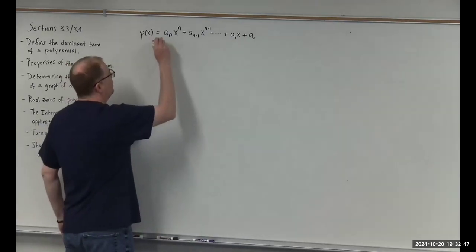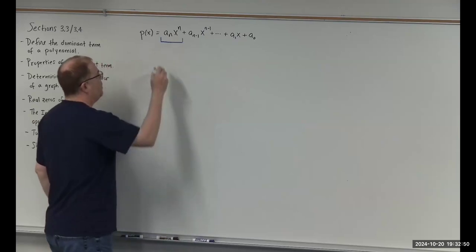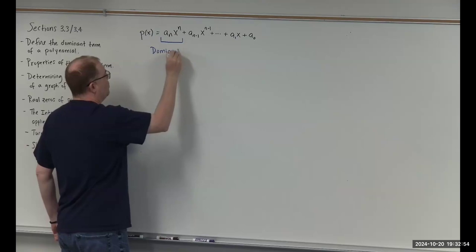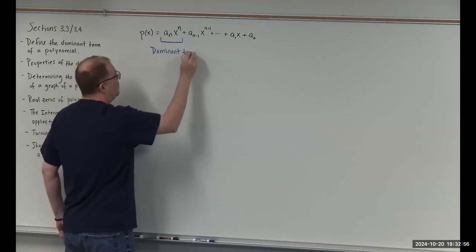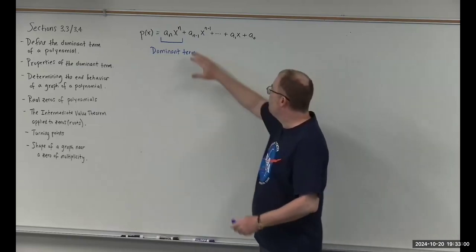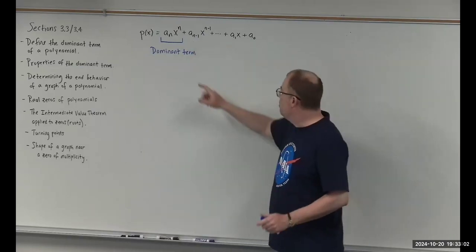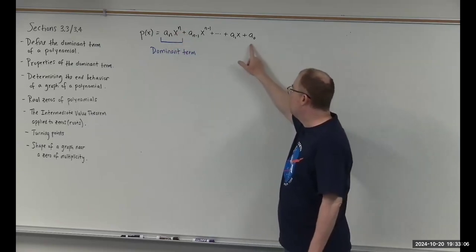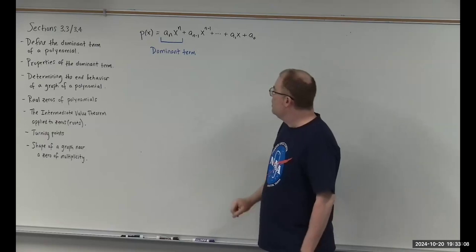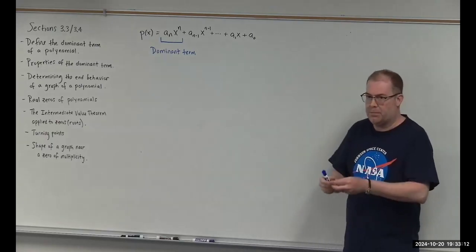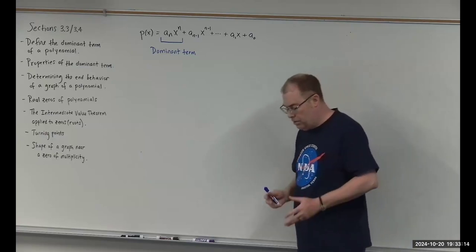What you see here, this term right here, is what's called the dominant term. And I must say, it's assuming that this is written in descending order, meaning that the powers are going from largest to smallest. So the dominant term contains the highest exponent in that polynomial.